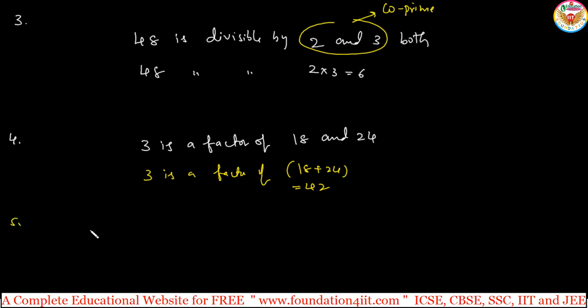Same way, the fifth point, same as the fourth one. If a number is a factor of each of the two given numbers, it is a factor of their difference also. Let's see the same previous example. 3 is a factor of 18 and 24, so 3 is a factor of the difference. Take the bigger number and subtract the smaller number: 24 minus 18 is equal to 6. 3 is a factor of 6. So the fourth and fifth are together: if a number is a factor of each of the two given numbers, then it is a factor of their sum, and also of their difference.